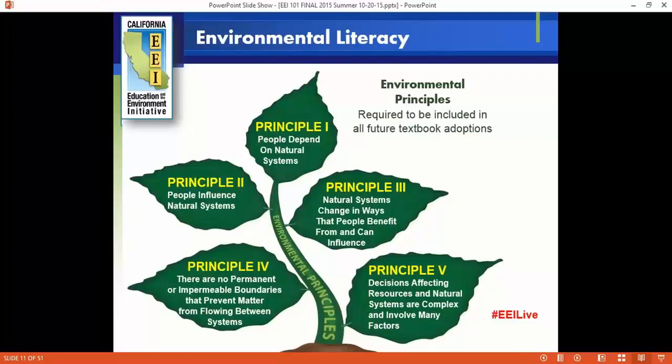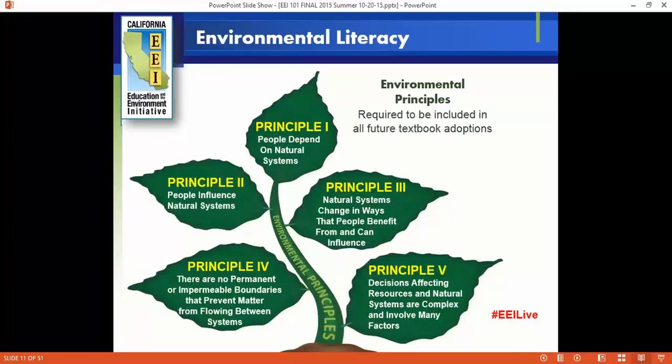And we've been working closely with the Department of Education to make sure that these environmental principles are included in the science framework that's being drafted right now for NGSS. And they're updating the history-social science framework as well right now. I don't know if you knew that. I didn't know that. So the standards are the same, but they're updating the framework. And again, they're weaving in the environmental principles, and it's required in the textbook adoption criteria.